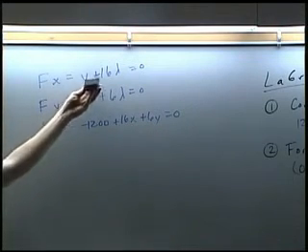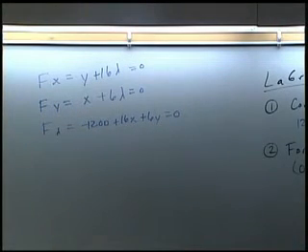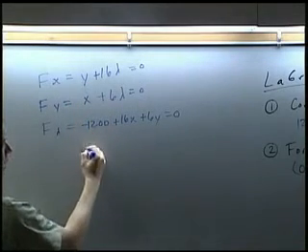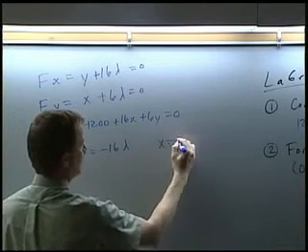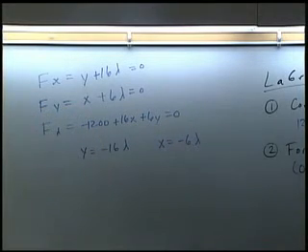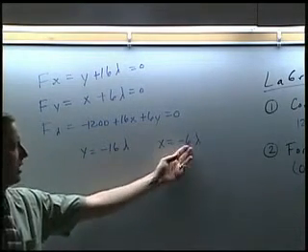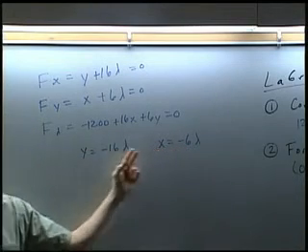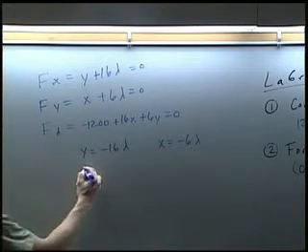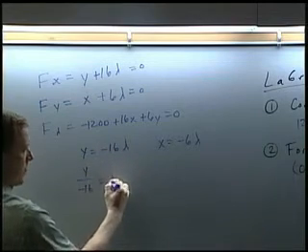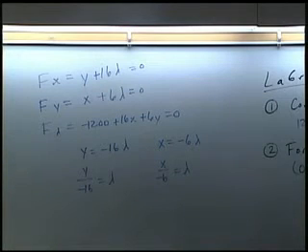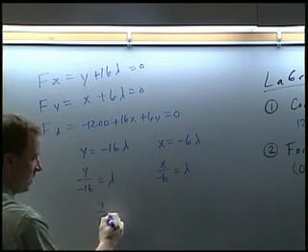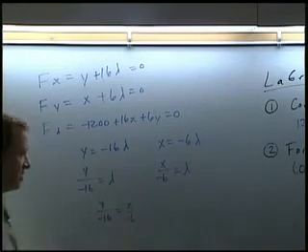I would recommend working with the first two and trying to eliminate the lambda first. All right, so y equals negative 16 lambda, and x equals negative 6 times lambda. And then I could just solve for both of these. I could divide off this negative 16 and divide off the negative 6, and I can solve it this way. Now those two equations have to equal each other, so y over negative 16 equals x over negative 6.